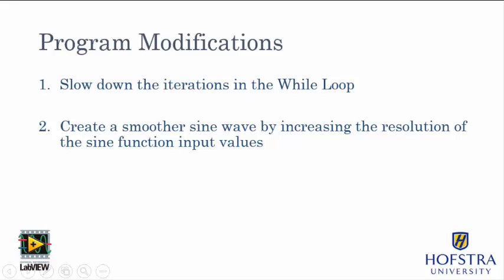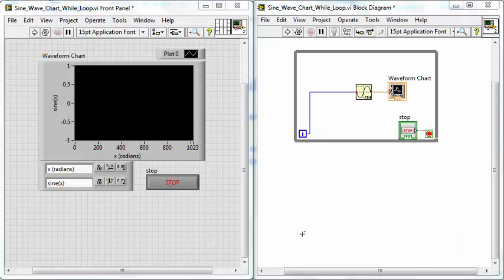So what we're going to do is take the program we just created in the previous lesson, which created a sine wave, and do a couple of modifications to it. The first thing we're going to do is slow down the iterations in the while loop. If you remember, when we hit the run button, our sine wave was happening so fast that it was even hard to tell that it was a sine wave. So we want to slow that down. The second thing we want to do is create a smoother sine wave by increasing the resolution of the sine function input values. Okay, let's open up our program.